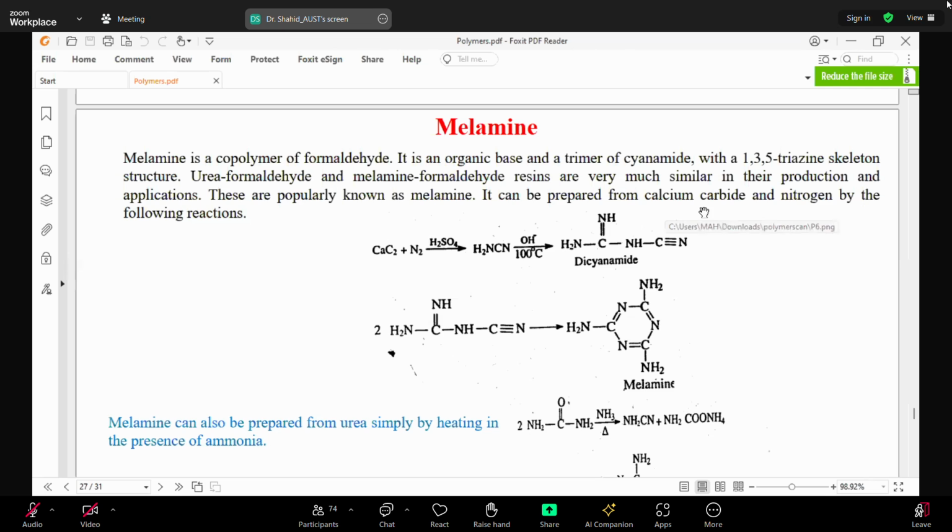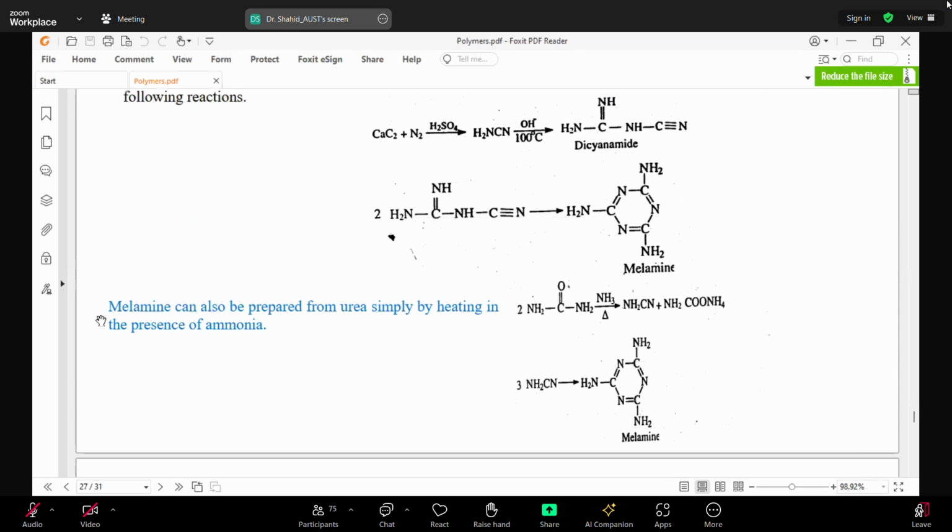It can be prepared from calcium carbide and nitrogen by the following reaction. So calcium carbide reacts with nitrogen to form hydrogen and NH2CN. Then after this reaction, dicyanamide is formed. And after that, the polymerization of this dicyanamide will convert it to melamine. Also, melamine can be prepared from urea simply by heating in the presence of ammonia.